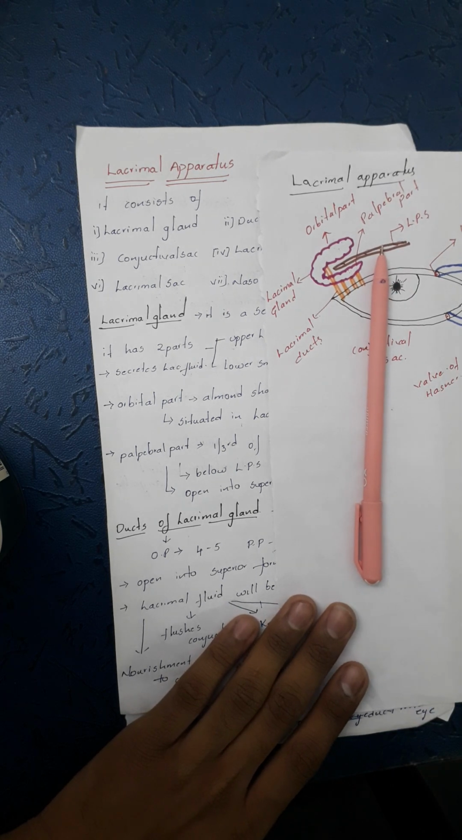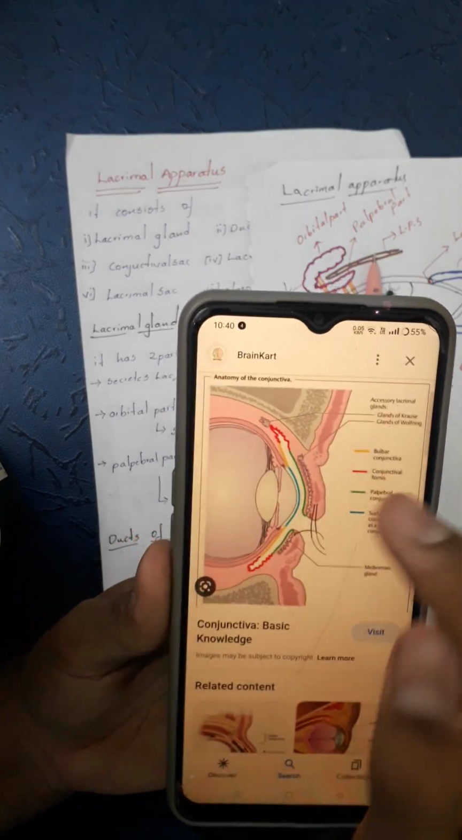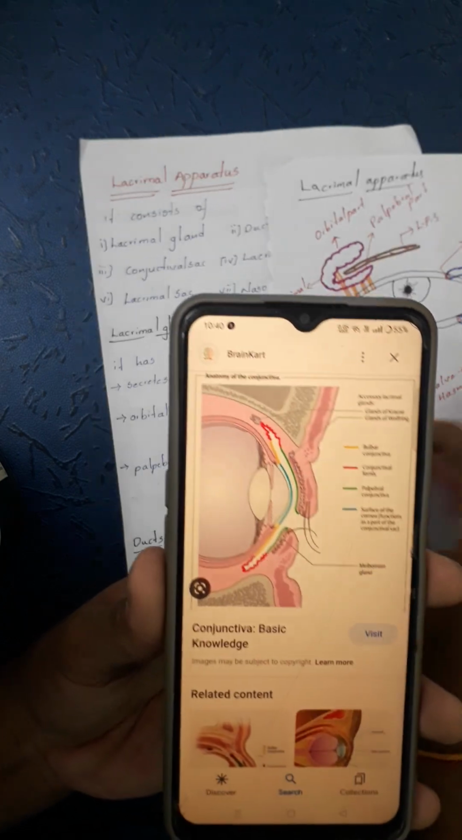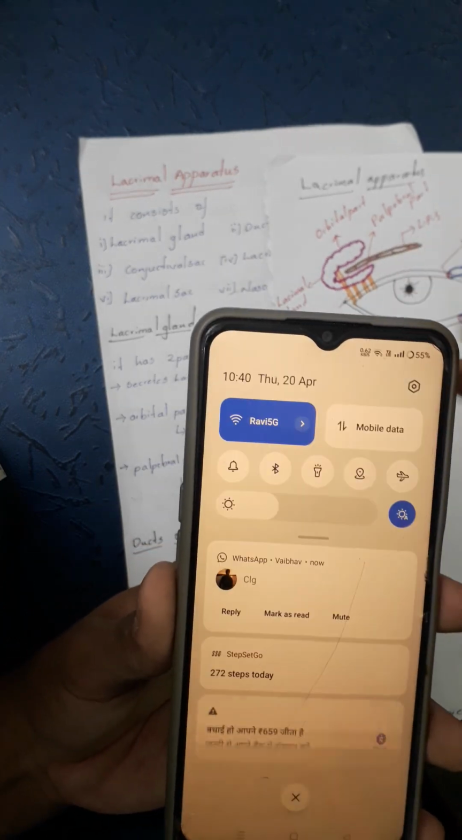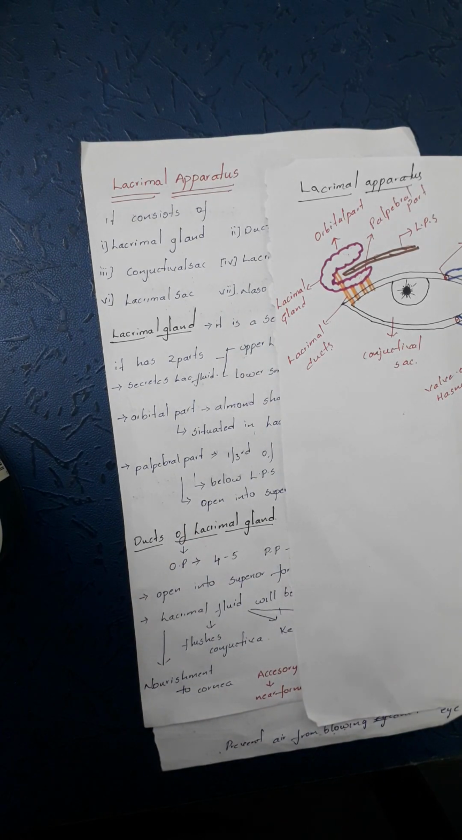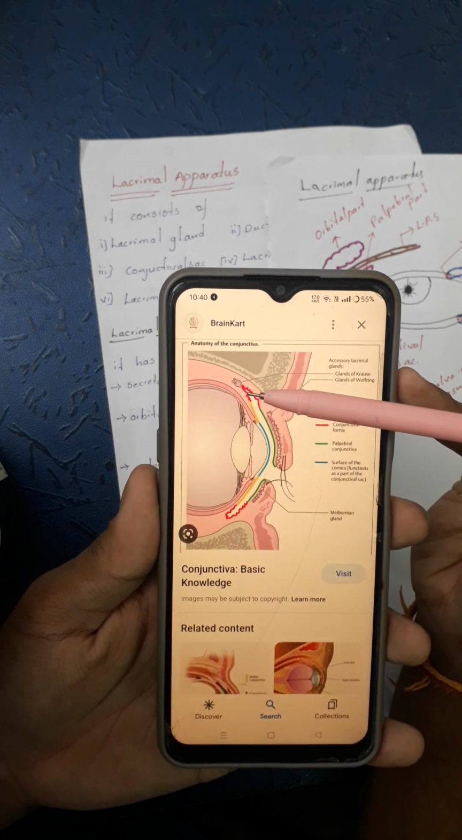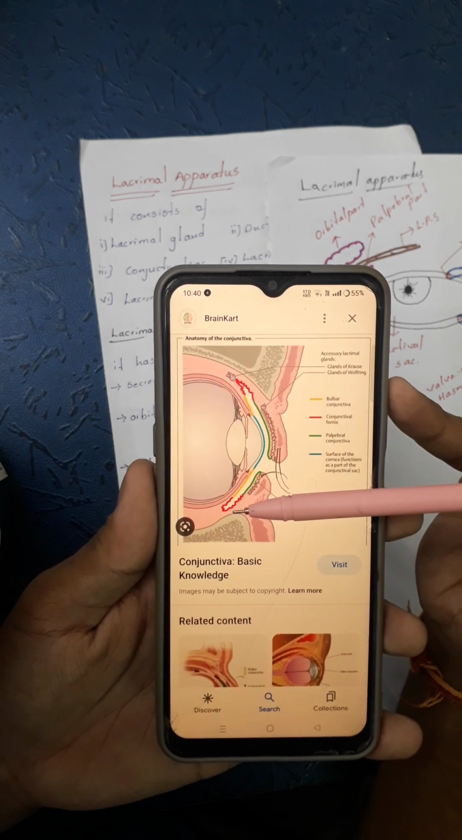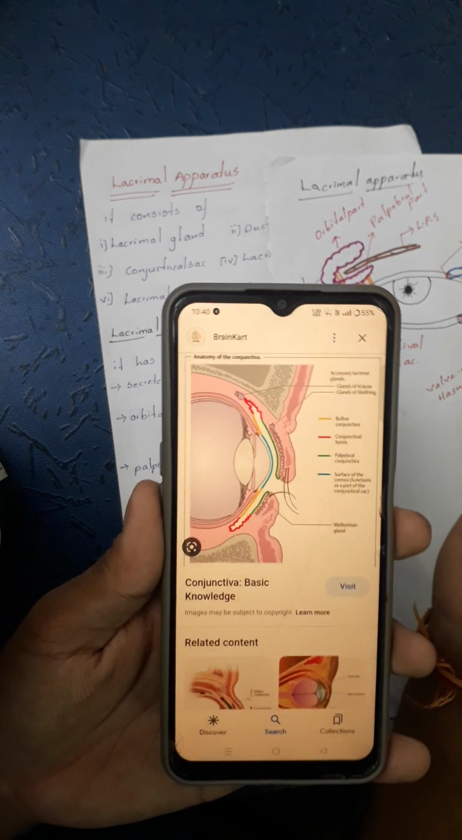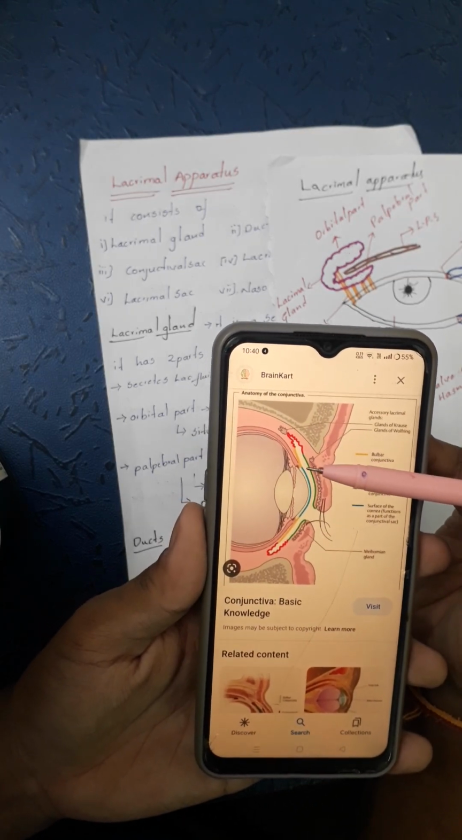What is the superior fornix of the conjunctival sac? Let's see. As you can see here, this red one is the superior fornix of the conjunctival sac, and this is the inferior fornix of the conjunctival sac. And here the lacrimal gland opens.